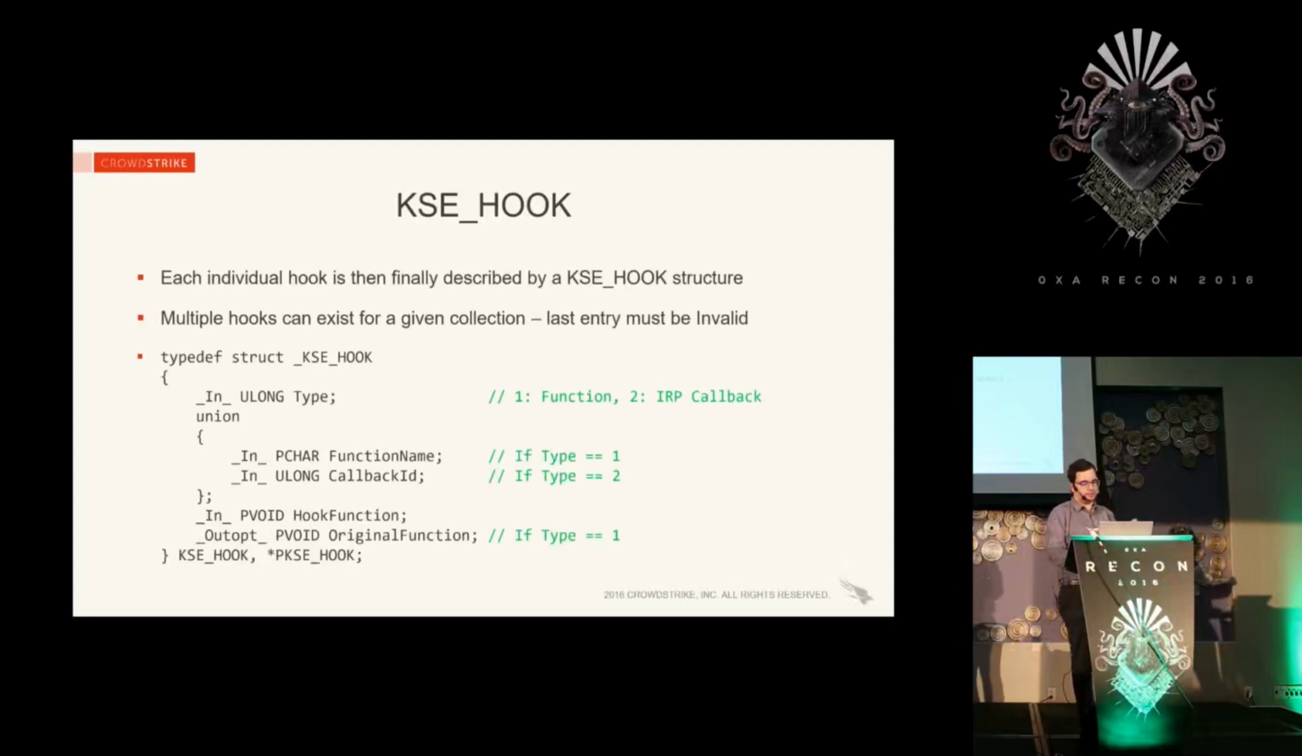So the hook function there, that PVOID, is a pointer to your hook. And in original function, you get a pointer back to the original function that got hooked. The idea being that if you do want to call the original function, you call original function, and then life goes on. But that is only filled out if this is a function hook. If this is an IRP callback hook, that actually doesn't get filled out. So we're going to have a problem. We're going to see how to deal with that.